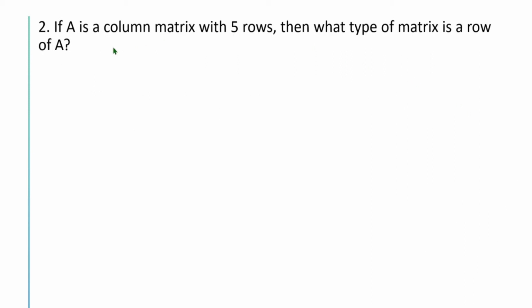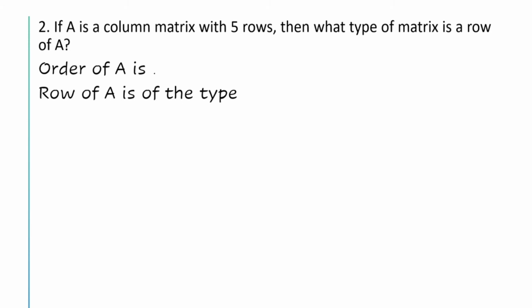The next question, if A is a column matrix with 5 rows, then what type of matrix is a row of A? So it is given A is a column matrix with 5 rows. So if A is a column matrix, then it has got one column and it has got 5 rows. So it means order of A is given by 5 by 1. Or in general, we can represent A as A11, A21, A31, A41 and A51. So this is a matrix of order 5 by 1.